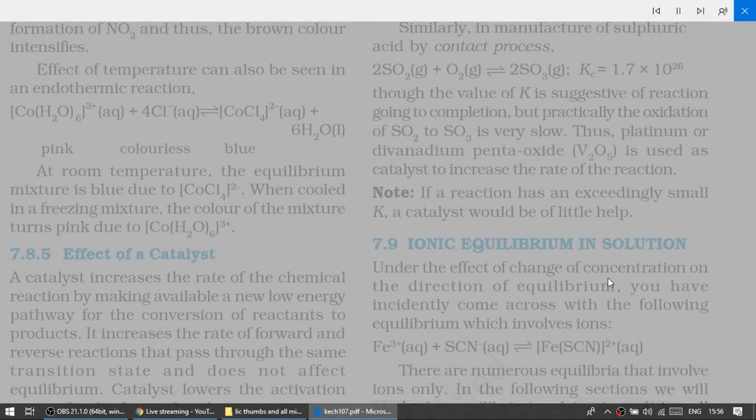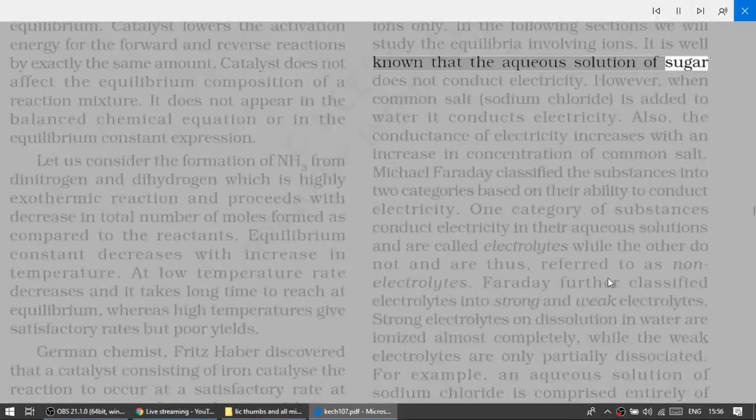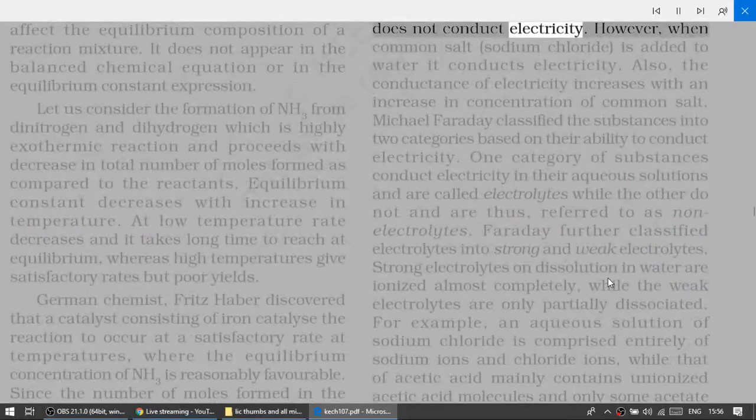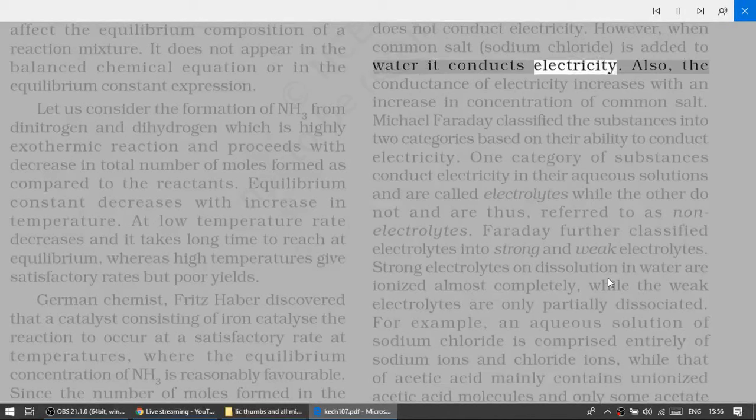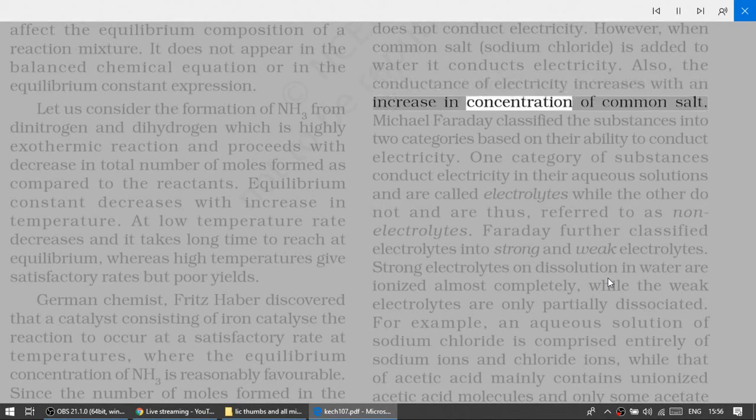It is well known that the aqueous solution of sugar does not conduct electricity. However, when common salt, sodium chloride, is added to water, it conducts electricity. Also, the conductance of electricity increases with an increase in concentration of common salt.